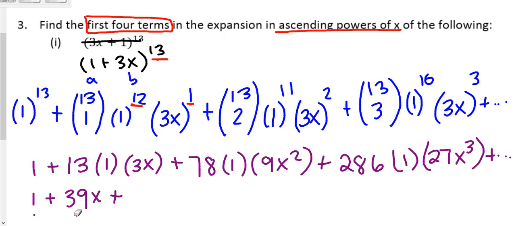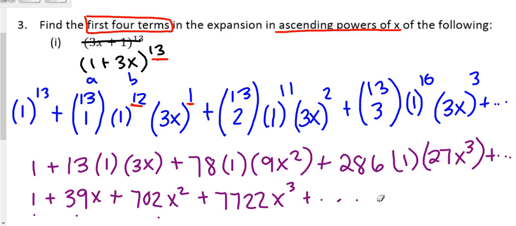Plus, so we have 2 terms. We need 3 and 4. We have 78 times 1 times 9. We get 702. And then bring down the x squared. There's our 3rd term. Plus, this number is going to get kind of big because we have 286 times 1 times 27. So we have 7,722. We have x cubed. And the rest don't matter in this problem.